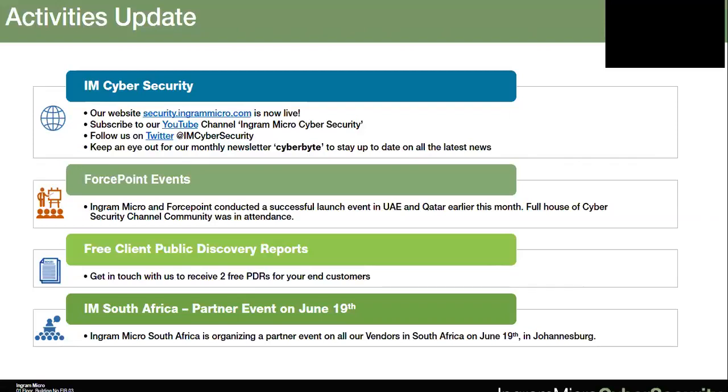The third bullet point is about the public discovery report. I just wanted to touch base on this as well. Like I said, PDR is a starting point for any security conversation that you can have with your end customers. So we usually call it the icebreaker because it helps you to get the conversation started. It's a free service. What we do is we look for publicly discoverable information about the customer on publicly accessible sources, and we put this into a neat, 4-page document and share it with you.